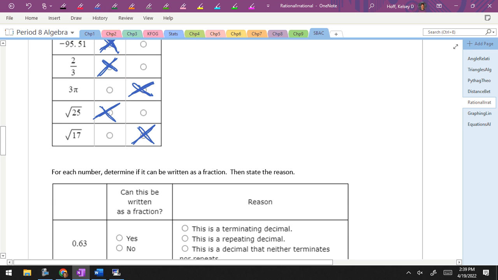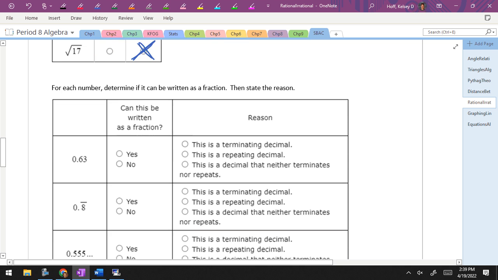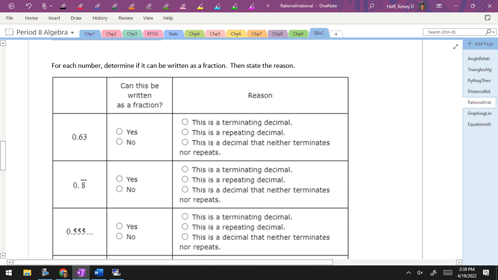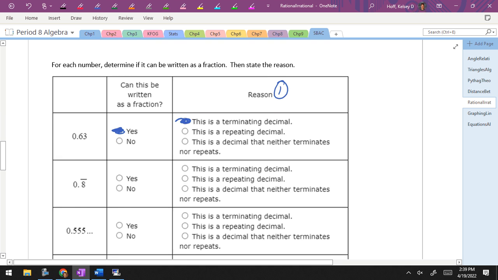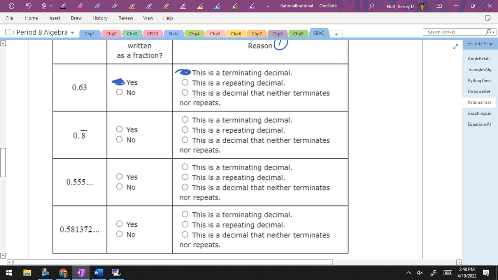Very good. For each number, determine if it can be written as a fraction, then state the reason. This is weird, but answer reason first. Okay, so we look at this, 0.63. Terminating, repeating, or neither? Terminating. It ends. If you say it's terminating or repeating, then it's yes. 0.8 with the line above it. Terminating, repeating, or neither? Repeating. Can you write it as a fraction? Yes.